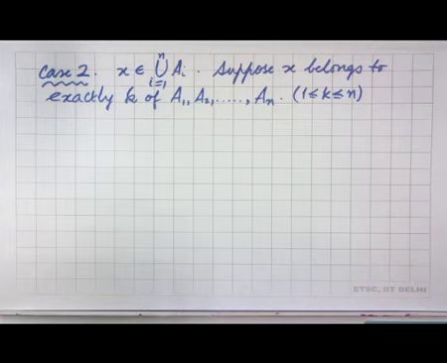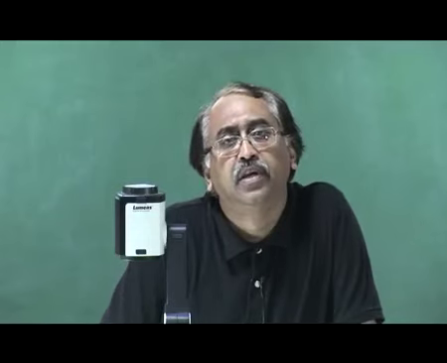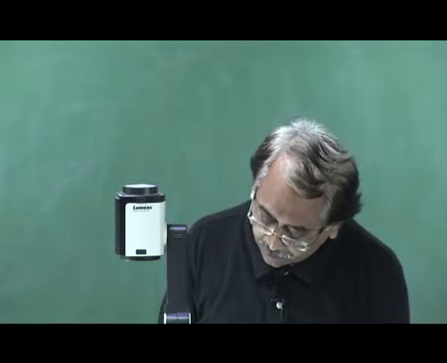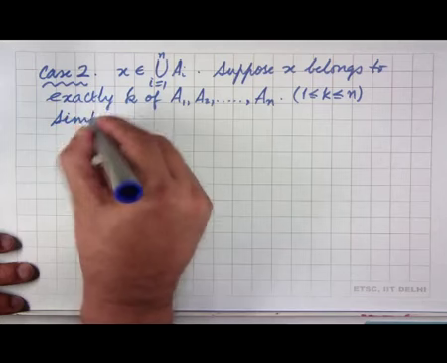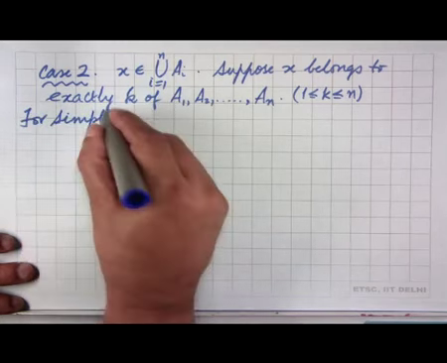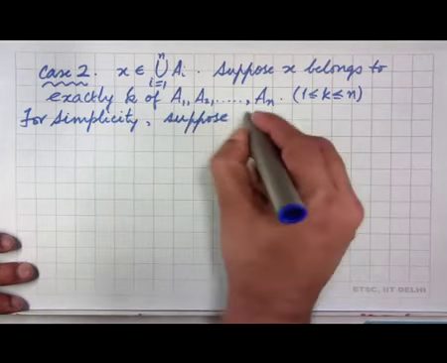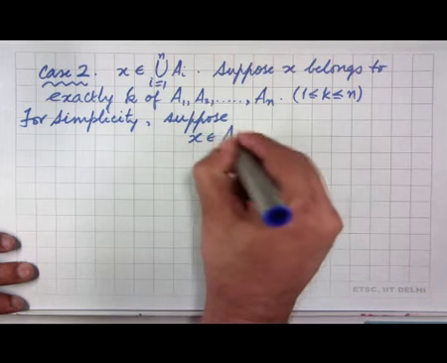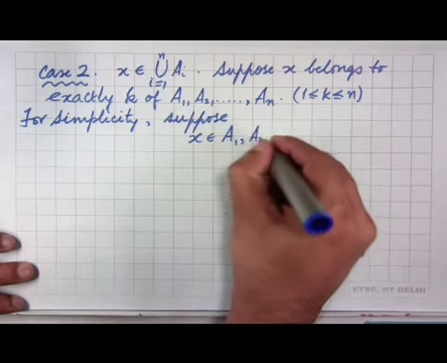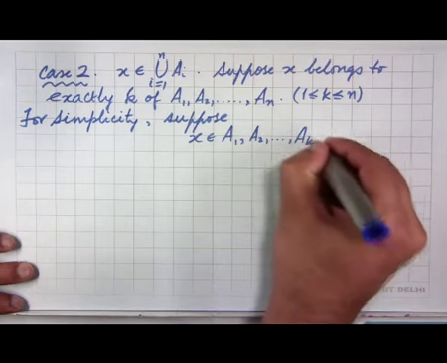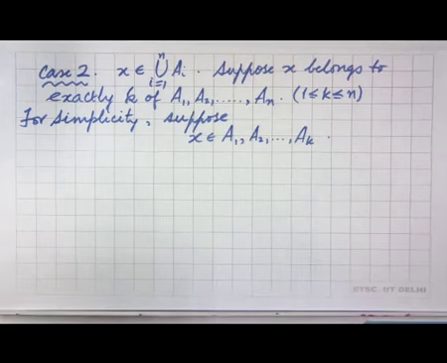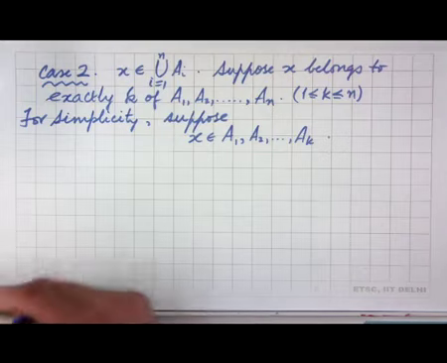So x is any element. It belongs to k of the sets. It doesn't really matter which k sets I pick. Let me write, for simplicity, suppose that x belongs to the first k sets, a1, a2, ak. If they belong to some other collection of k sets, you could always argue that I could renumber the sets. And the k sets that x belongs to are now renumbered to be called a1 to ak.